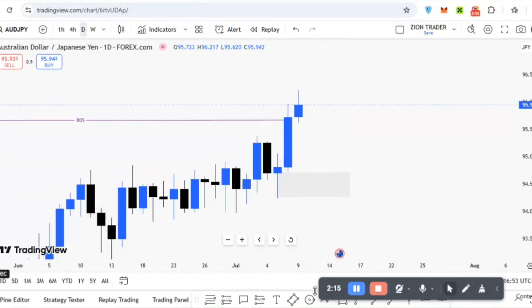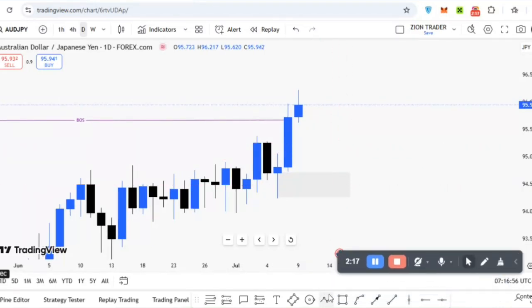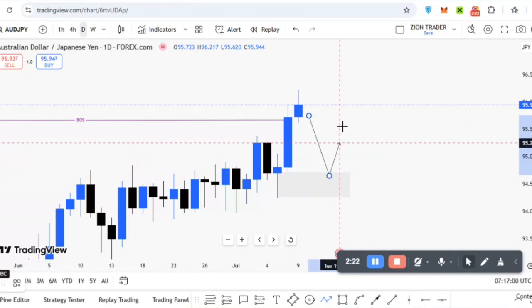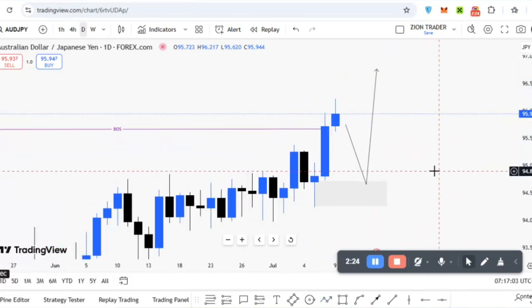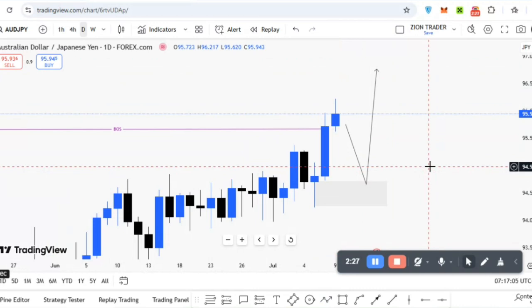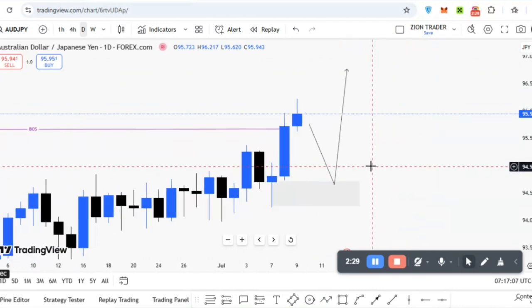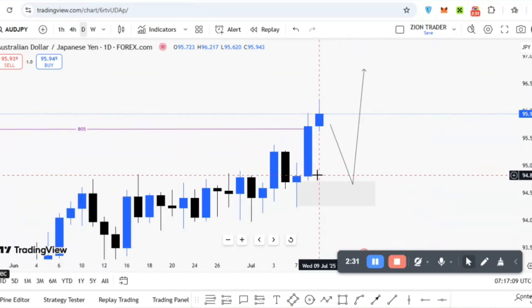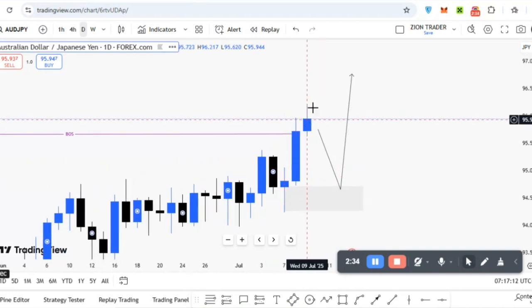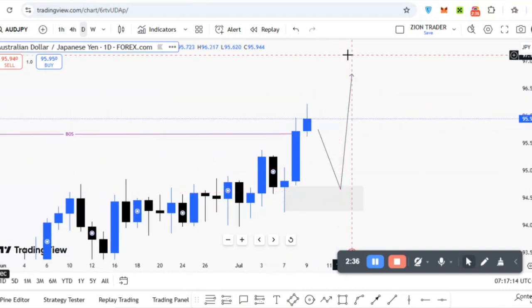So we'll wait patiently for price to come back, and then we'll join the buys from there, and then we'll continue, right? This is what we should do, but it depends on the concept you are using. This is what I will do personally myself. I'll wait for price to come to this level, and then I will join the buy. So that's pretty much it.